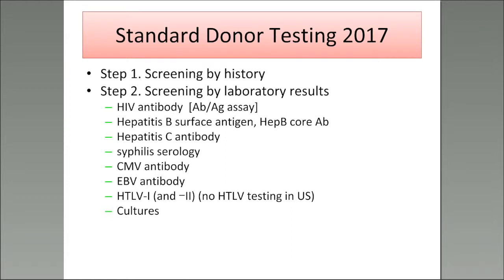So if we look at donor testing in Canada, the standard donor testing in Canada is first a screening by history, and this is usually from the family of the donor. The second step is the screening by our standard serology. So this includes the HIV, which is an antibody antigen assay, Hep B surface antigen and core antibody, Hep C antibody, and then syphilis, CMV, EBV, HTLV, and then usually bacterial cultures as well.